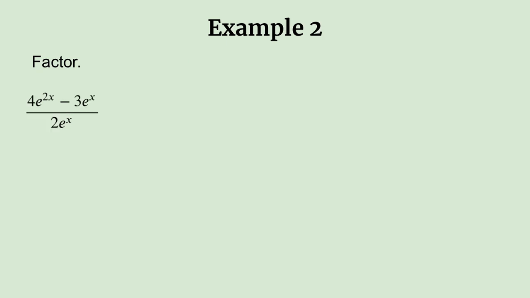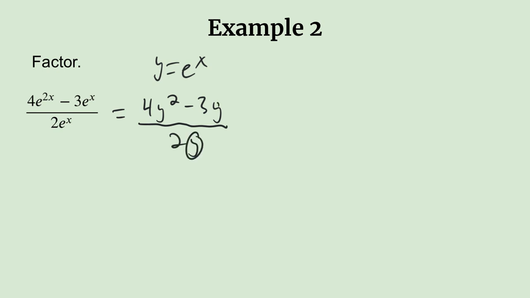All right, next, same idea. I'm going to change the e to the x out for y. So now we've got 4y squared minus 3y over 2y. So here the y's can cancel because all three terms share a y, but they don't all share a 2. Only these share a 2. And so because of that, we can't cancel the 2 out, only the y's, and we're left with 4y minus 3 over 2.